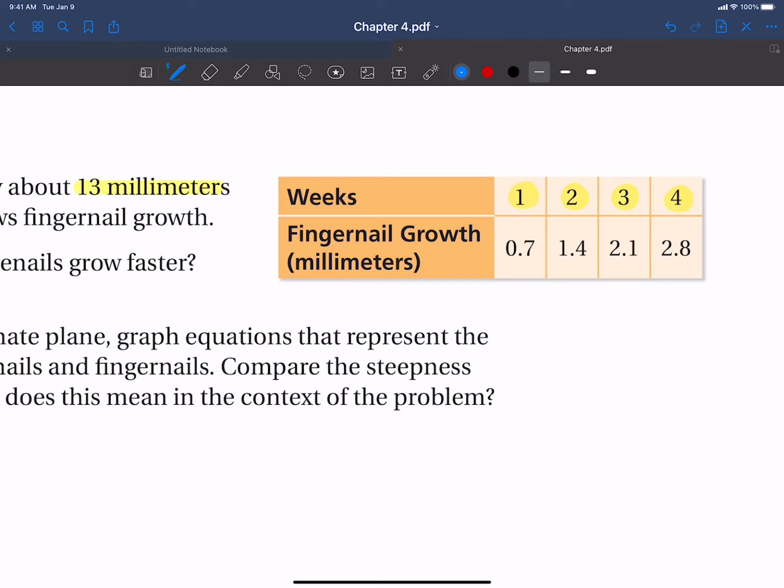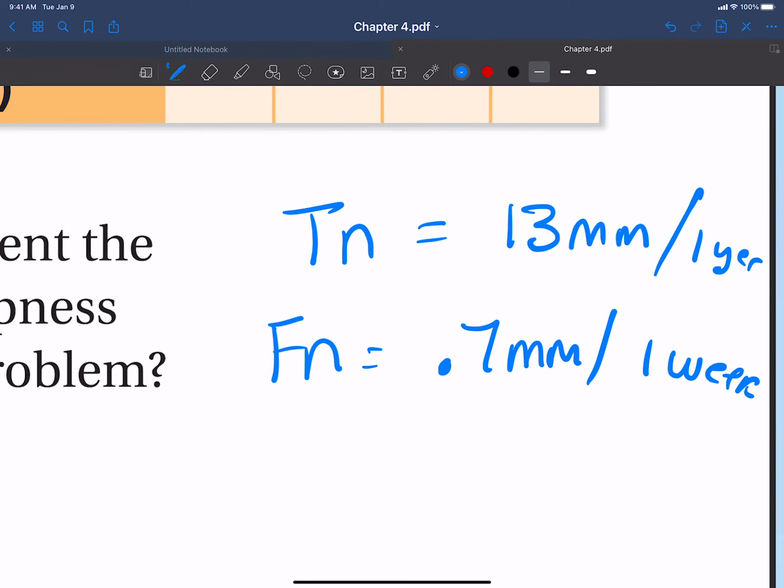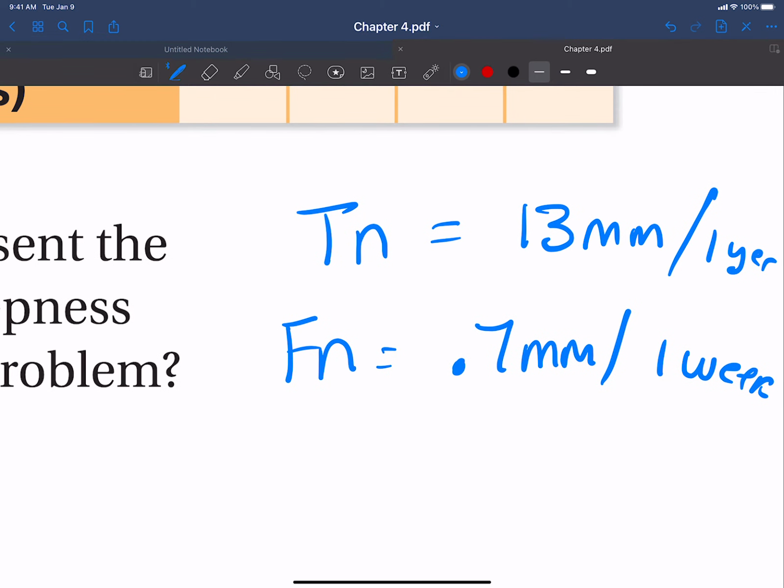So could I say toenails, I'll put TN for toenails. They grow way slower. Toenails is 13 millimeters per 1 year. Fingernails is 0.7 millimeters per 1 week. Can I compare the two unless they're in the same format? Yes, you can. Well, I'm comparing years and weeks. So you just gotta turn that into years. Weeks into years? There's 52 weeks.